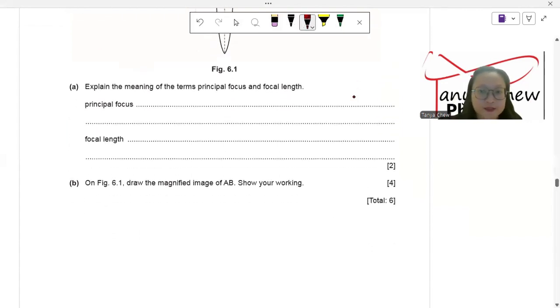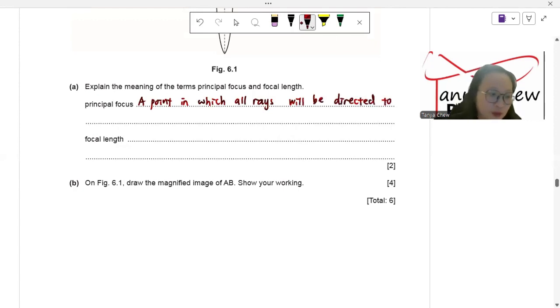Principal focus is a point in which all the rays, or you can say all light, is up to you, all rays will be directed to or focused to when rays pass through a converging lens.